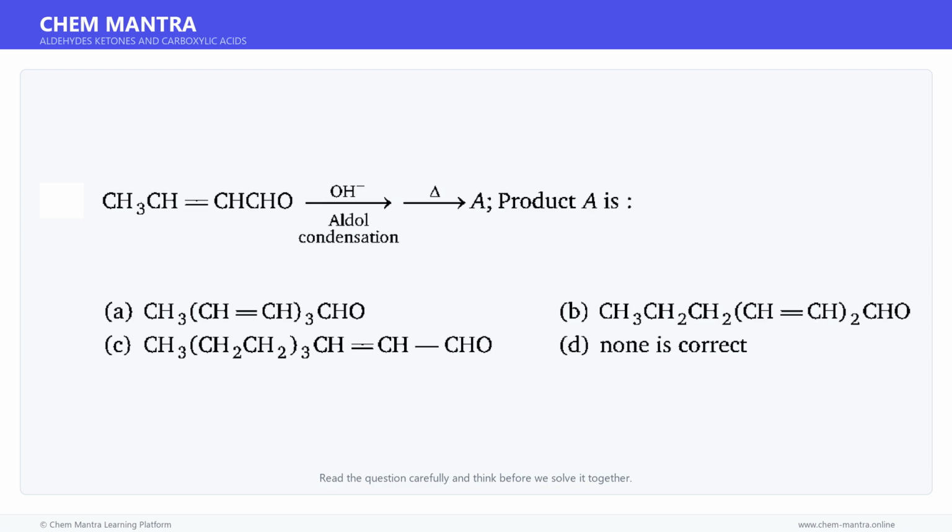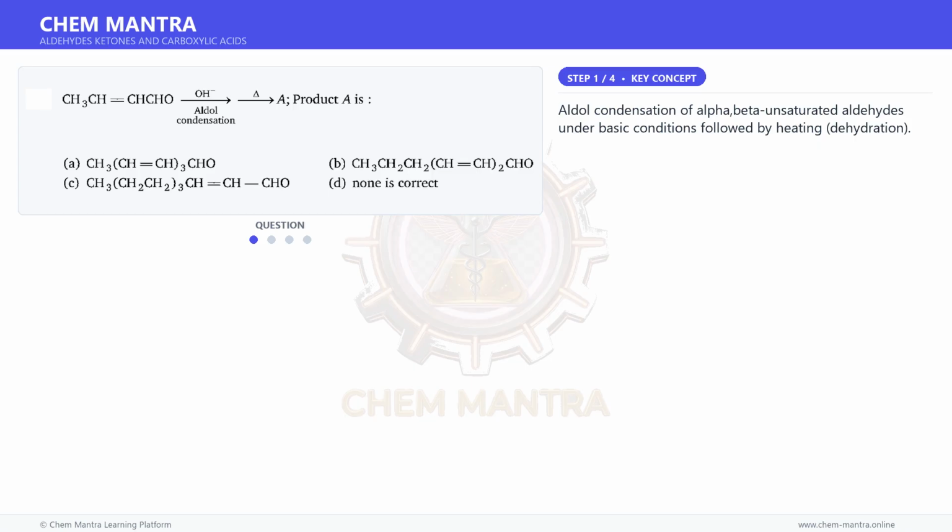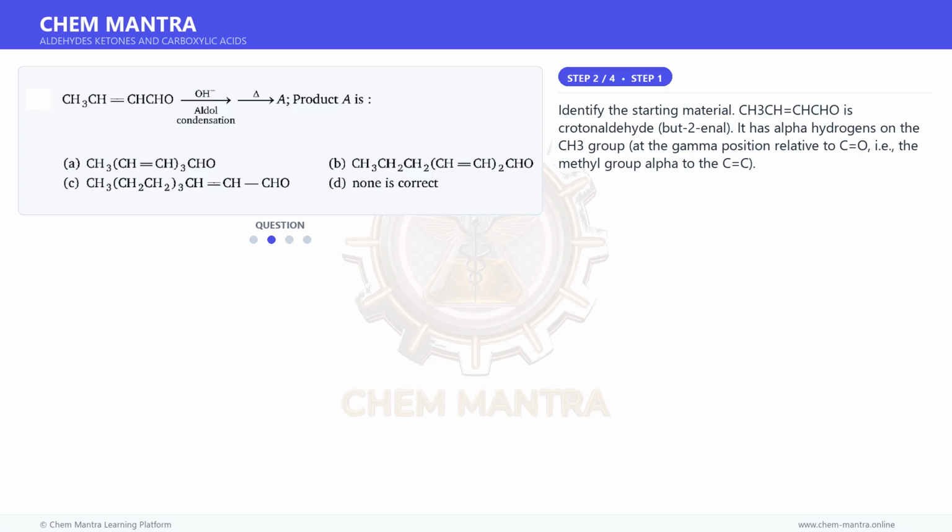Here is a question. Read it carefully and think about the answer. Let us solve it step by step. Let us first understand the key concept here. Aldol condensation of alpha, beta-unsaturated aldehydes under basic conditions followed by heating, dehydration. Moving on to the next step.